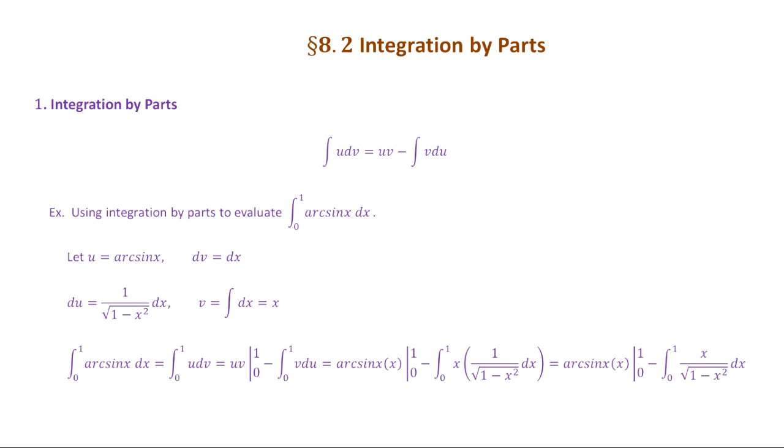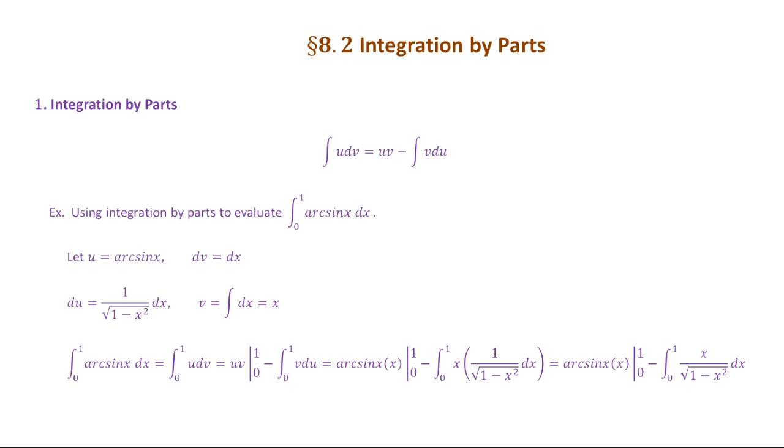And then minus the integral from 0 to 1 for v, which is x, and the du, which is 1 over square root of 1 minus x squared dx. So we need to integrate that. I just rewrote the second term to put x on the top, which is what it means in this product inside the integral.